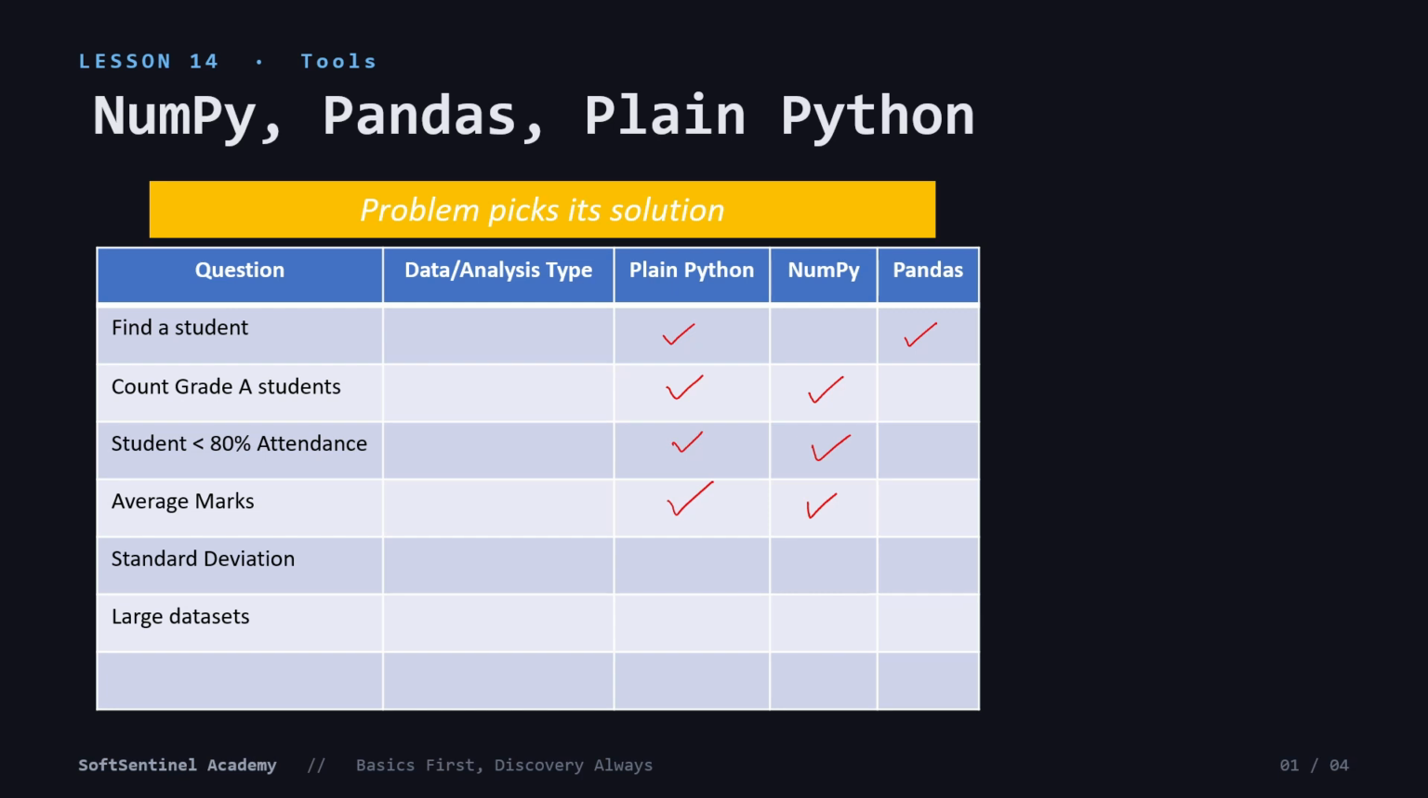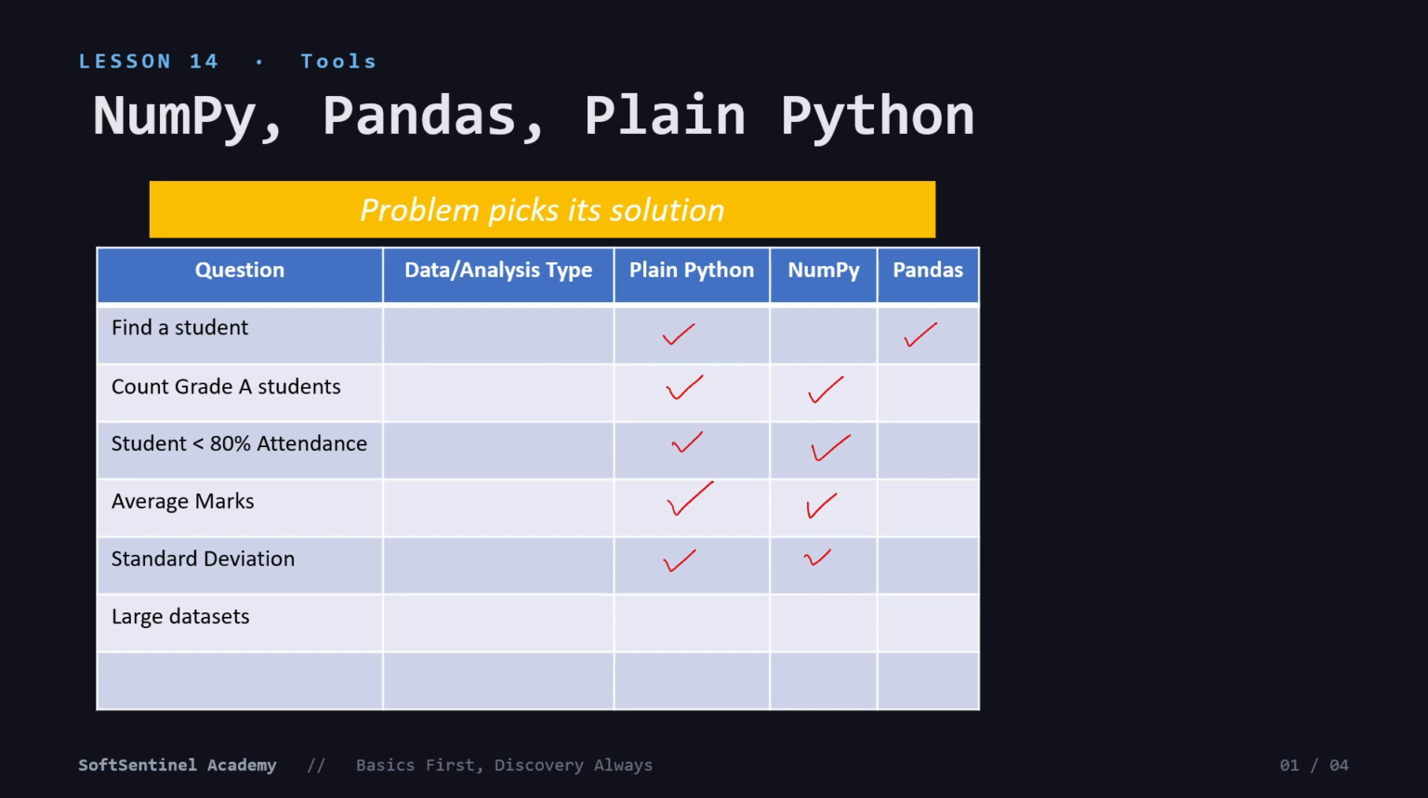Standard deviation is a very standard statistical problem that you've been asked to solve. Find the standard deviation of the marks. NumPy being a numerical analysis library, it will do a good job here. You can do this with plain Python, but you're going to have to write a lot of code. That's going to take a lot of effort.